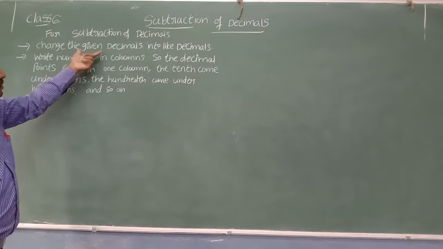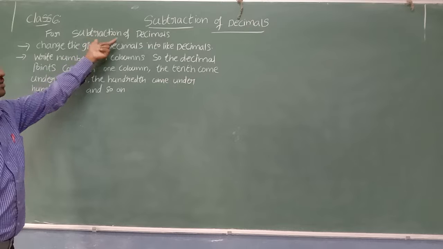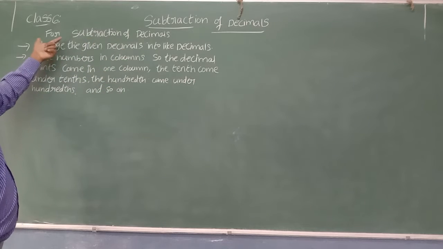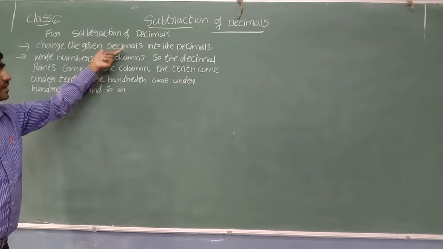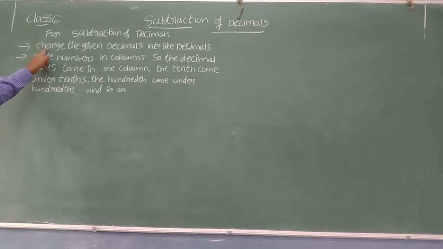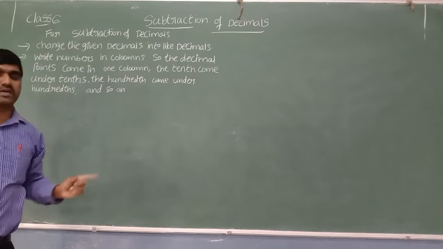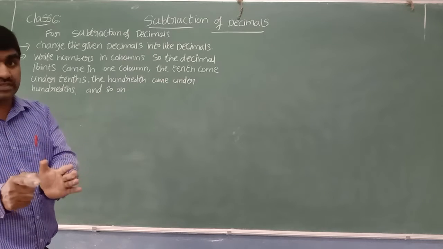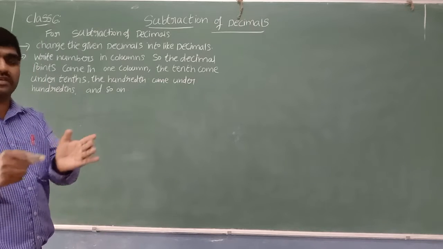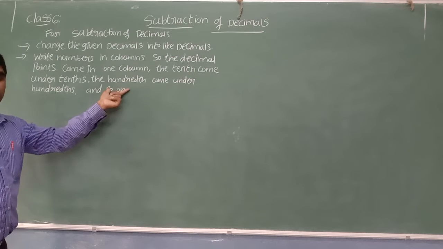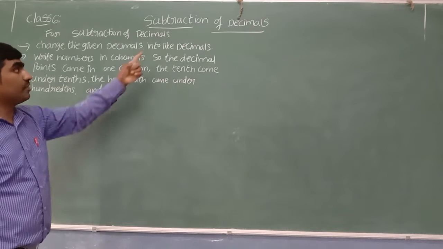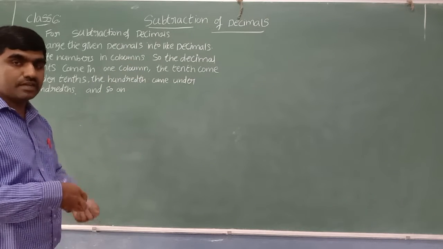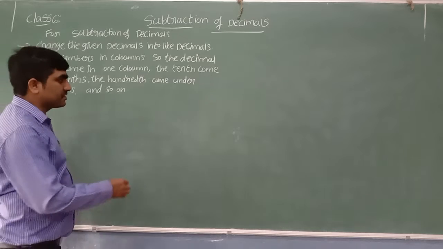See, here we have some rules to apply the subtraction of decimals. Let's see about it once. For subtraction of decimals you can follow these rules. Change the given decimals into like decimals. Whatever decimals they gave, first we have to convert them to like decimals. If they are already like decimals, we will follow the second step. If they are unlike decimals, we have to convert them into like decimals. Sir, what are like and unlike decimals?